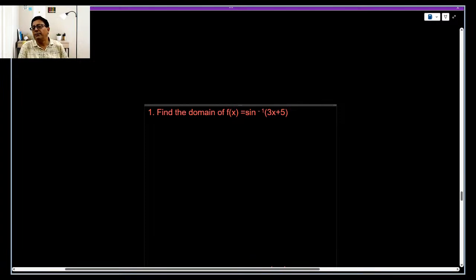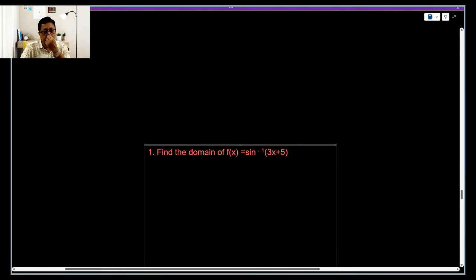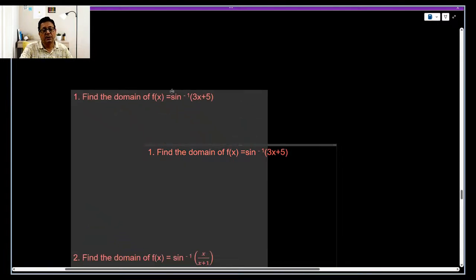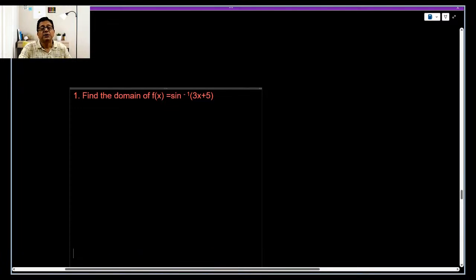Find the domain of sine inverse of 3x plus 5. Let us do the sums one by one. This is a practice session for you. You are doing it with me. This sum will be done entirely by you, and then we'll check the answer with my calculator. Don't look before you have done it.